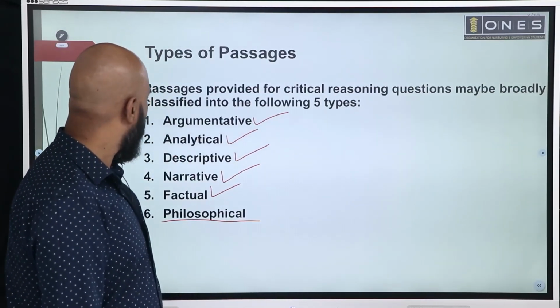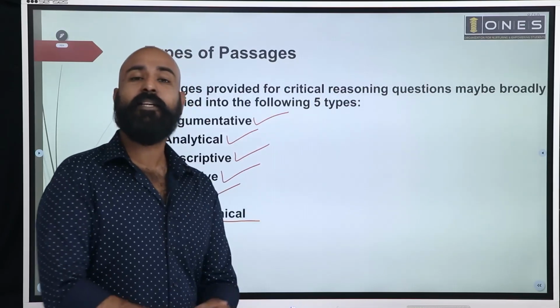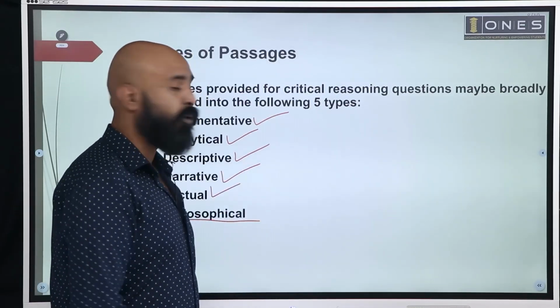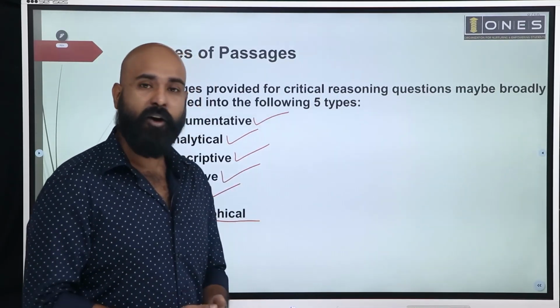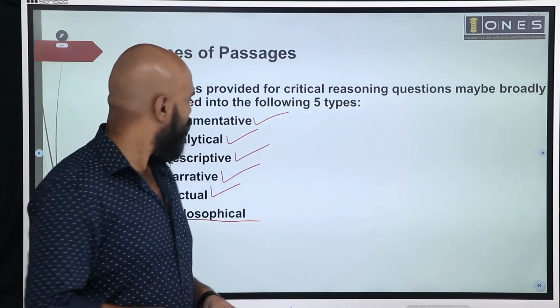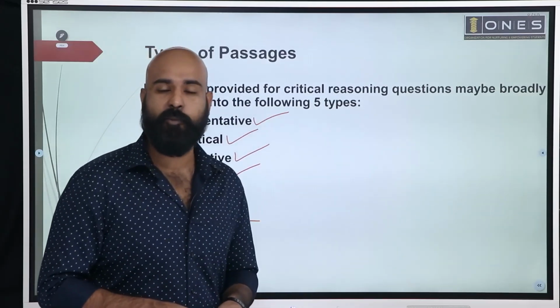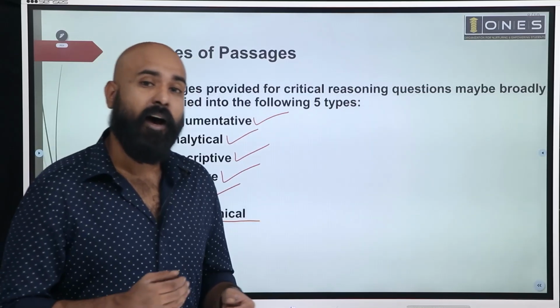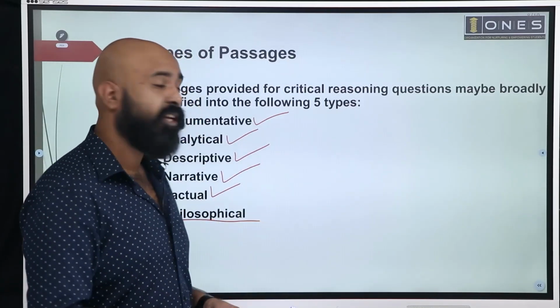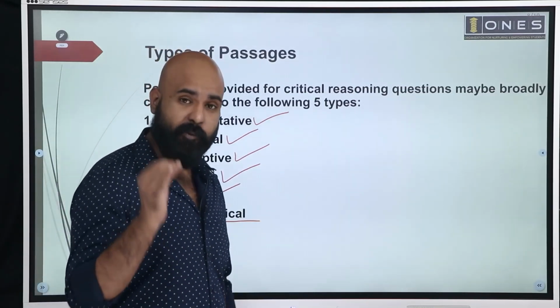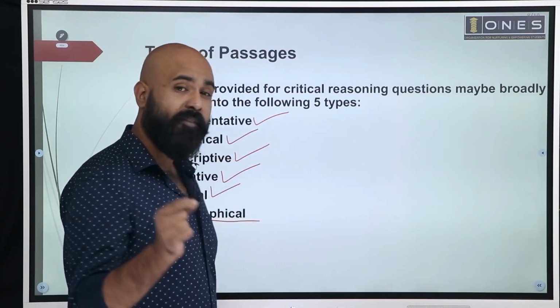Let's start with the first one, argumentative. Argumentative kind of passages are those which provide specific arguments or viewpoints. Argumentative passages are the ones which provide specific arguments and viewpoints which will support whatever statement is provided in the passage. But there's one thing which you must note.